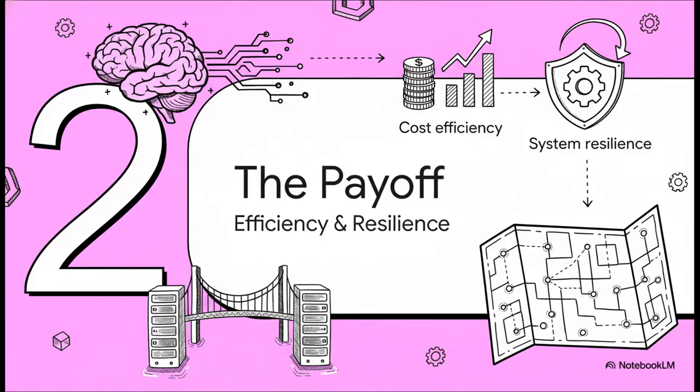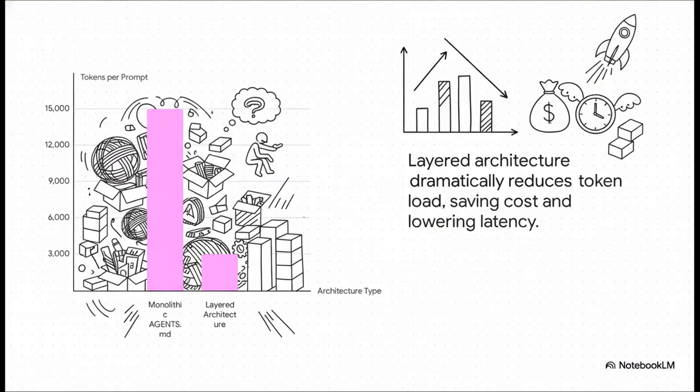So, we have the brain, the bridge, and the map. You might be thinking, okay, that seems like a lot of setup. So why go through all this trouble? Because the payoff is huge. We're talking tangible benefits in two areas that every single tech leader obsesses over: cost efficiency and system resilience. Let's talk about token savings, because this is just dramatic.